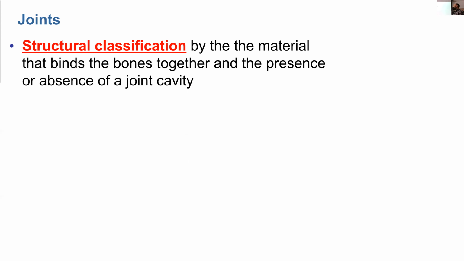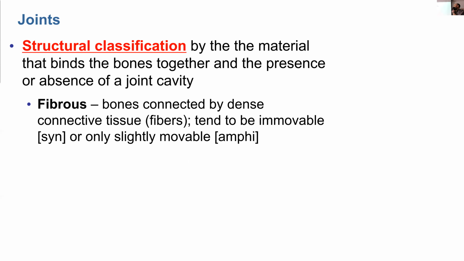So the first kind of structural classification of a joint is fibrous. These are bones that are connected by dense fibrous connective tissue. These joints tend to be immovable, synarthritic, or slightly movable, amphiarthritic. Again, the sutures between the bones of your cranium are like this.